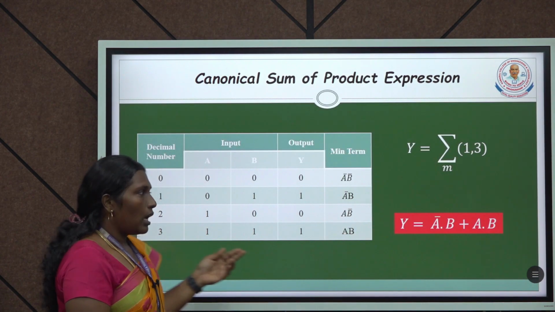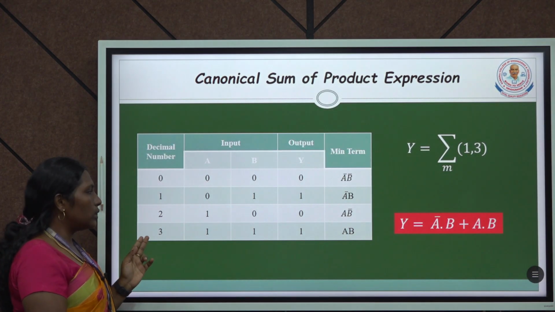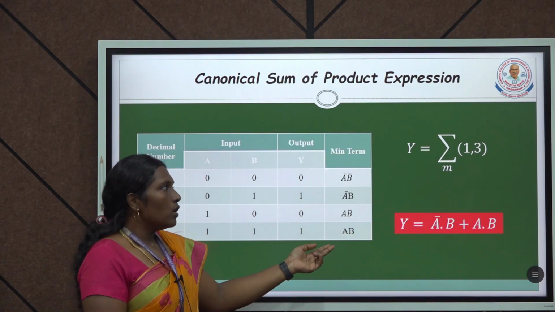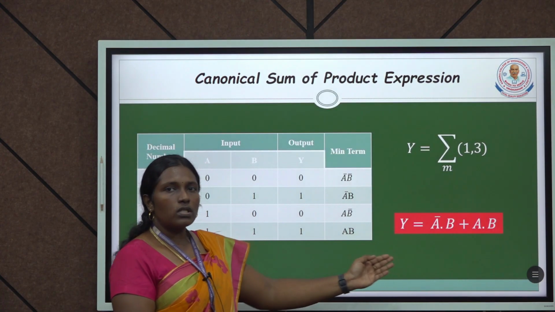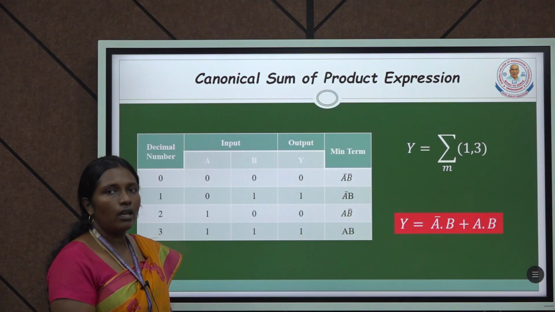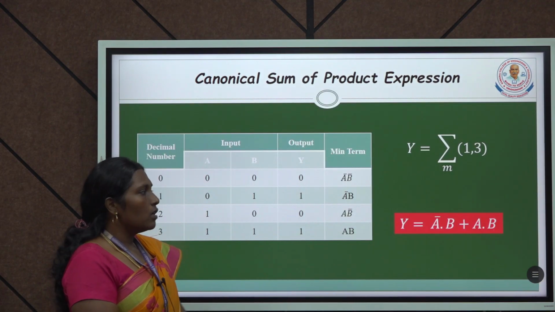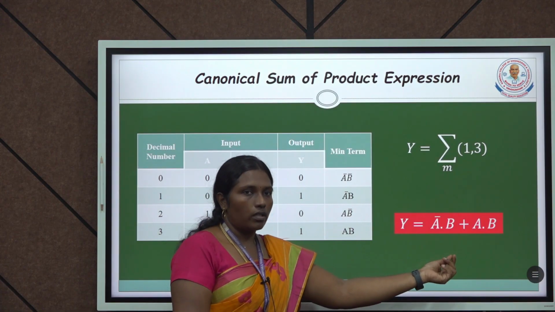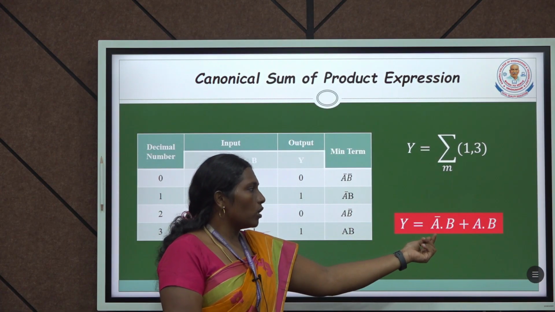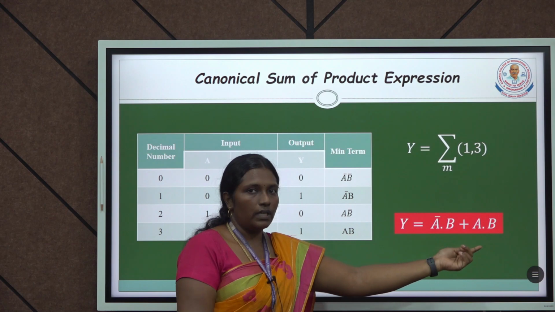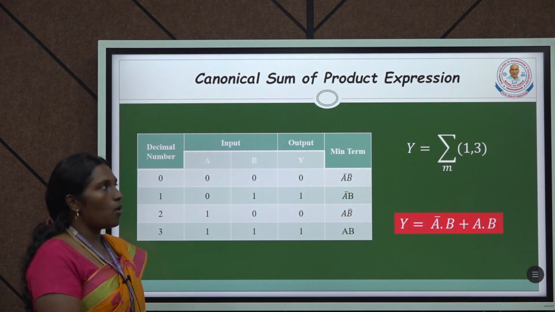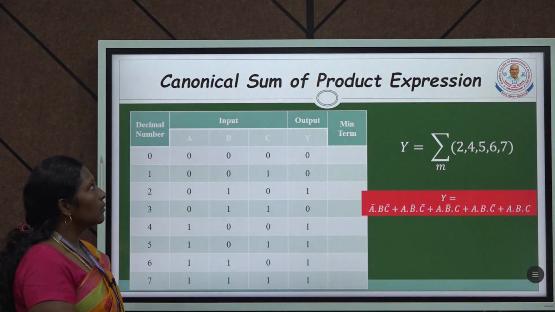For 3, as you can see from the truth table, we write the minterm expression as a b. As you all know, sum of product is joined by the plus symbol, so the product terms are ORed here. So, a bar dot b plus a dot b. This is how you write the canonical form of sum of product.